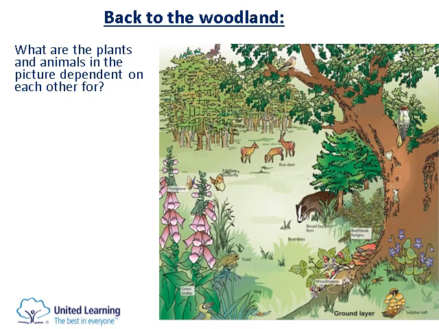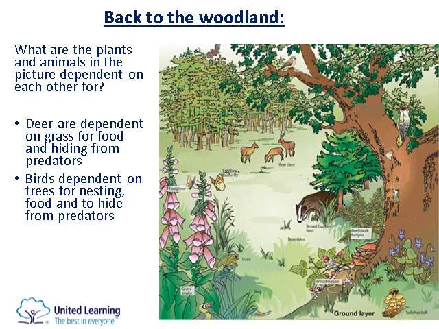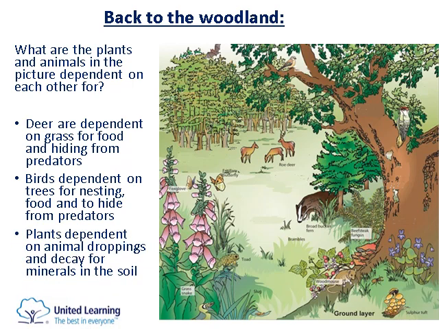So we've got the same picture again, and what we need to think about is, what are the plants and animals in the picture dependent on each other for? So the deer are dependent on the grass for food, but in the long grass they can use that to hide from predators as well. The birds are dependent on the trees for nesting. That's where they nest. They also rely on trees for food, like seeds, and they can also use it to hide from predators as well.